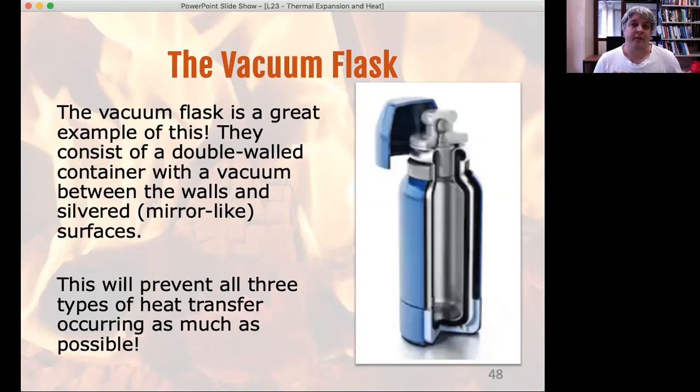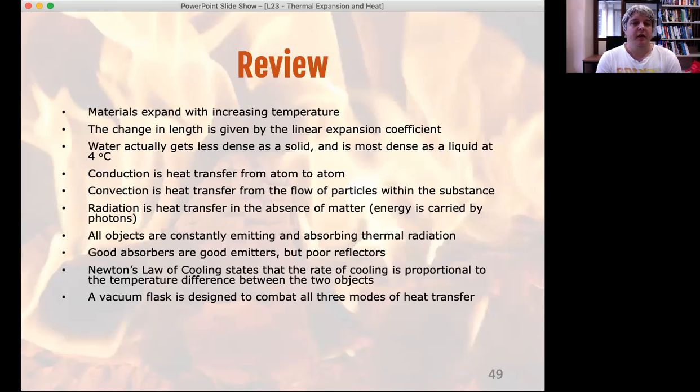So a vacuum flask is a really good thing to remember when you're thinking about those three types of heat transfer, because it, A, reminds you how we can stop them all, which will help you keep in mind how they all occur in the first place, and it also incorporates all three: conduction, convection, and radiation. So that's the end of this lesson. As I said, there were sort of two parts to it. One was talking about thermal expansion and the other was talking about heat transfer, with a few other bits and pieces in between.